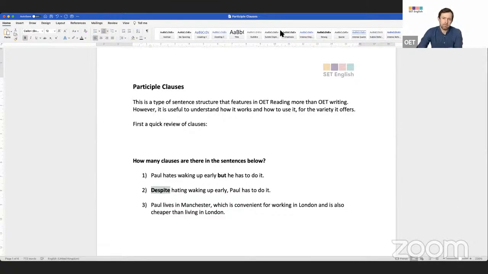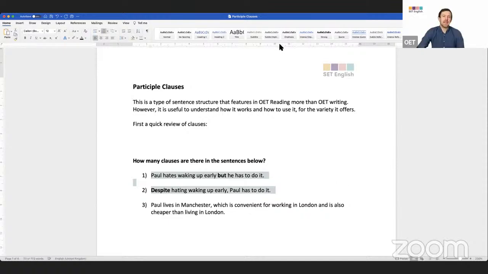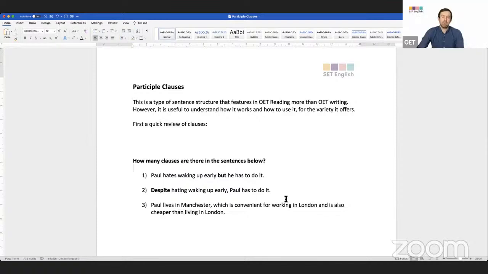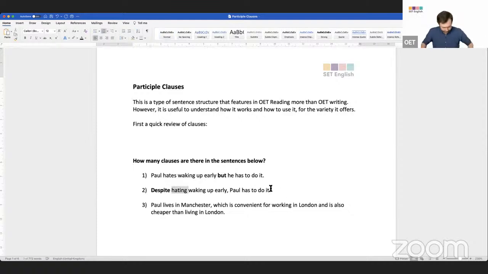Clara, what function have the linkers got in these two sentences? A contrast. They're both contrasting. Are they exactly the same? No. Why are they different? They use a different linker for contrast, but and despite. And despite is followed by a noun clause, and but with a verb clause.